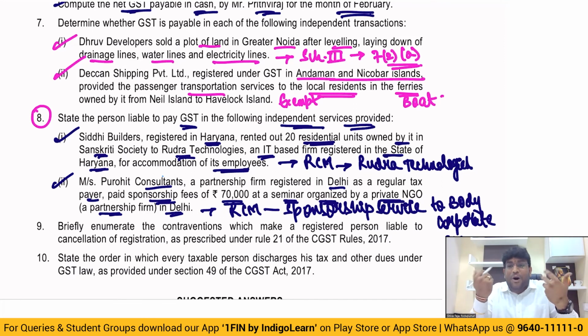So once the receiver is a body corporate or firm, the transaction will be covered under RCM, and the receiver is liable to pay GST. I hope we are getting clarity on this point, my dear friends. Excellent. What a lovely RTP.